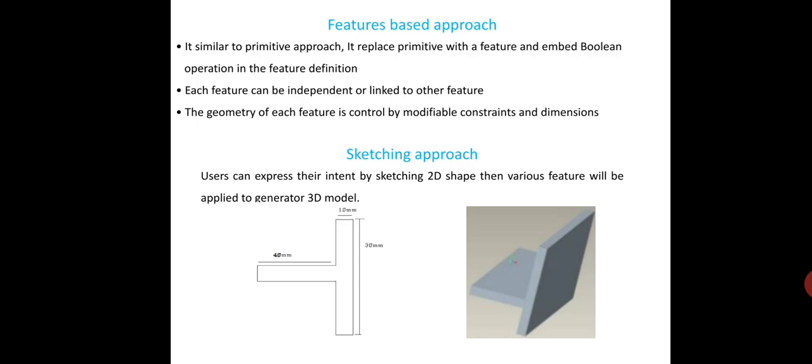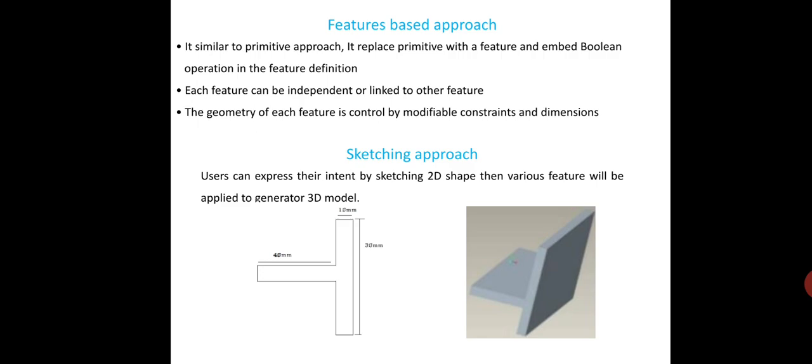It is similar to the primitive approach. It replaces the primitive with a feature and embeds the boolean operation in the feature definition. Each feature can be independent or linked to another feature. The geometry of each feature is controlled by modifiable constraints and dimensions. This is all about the feature based approach.